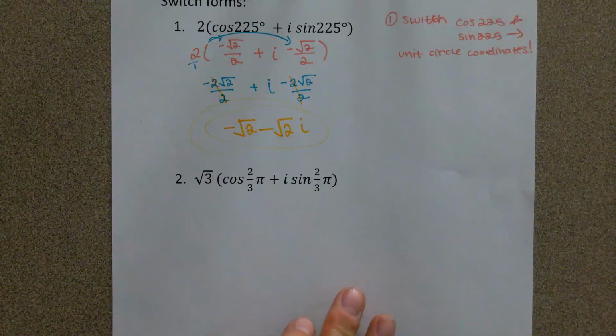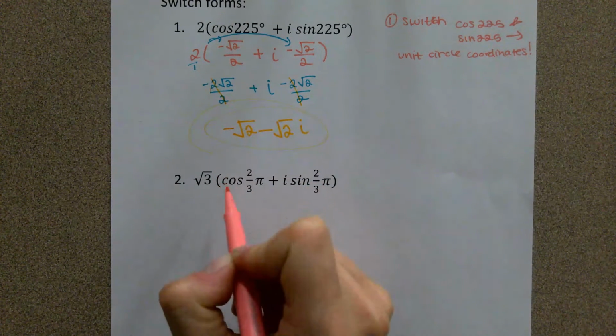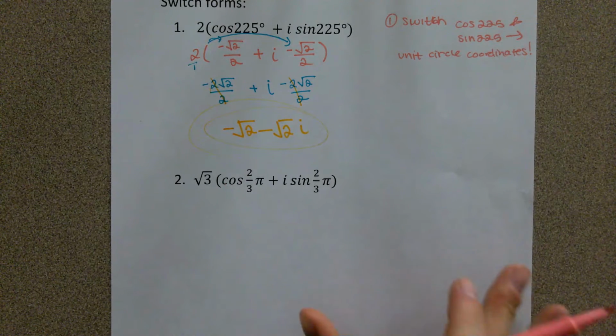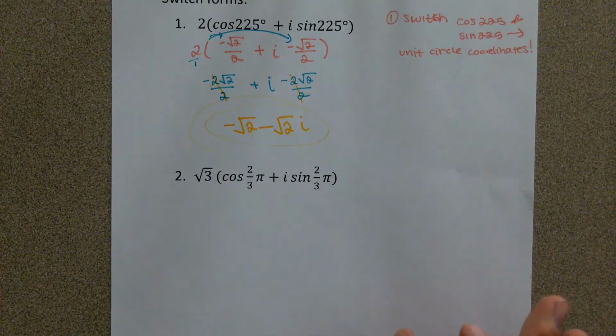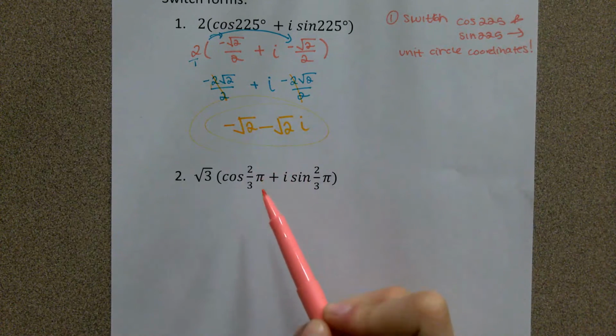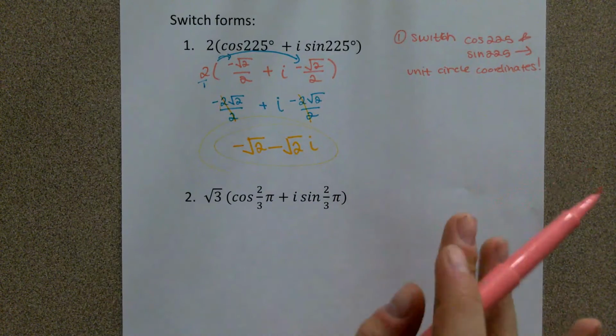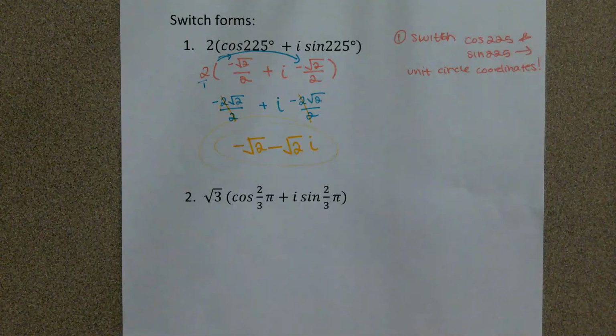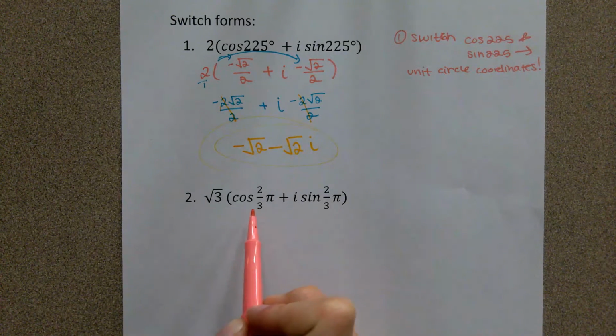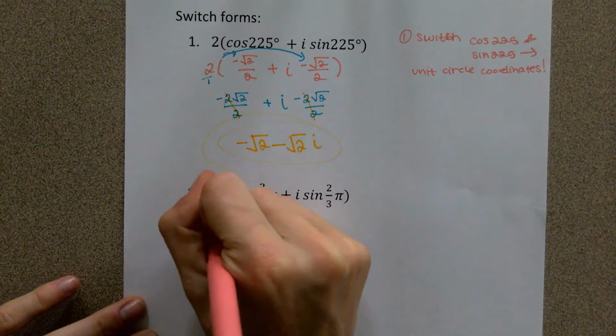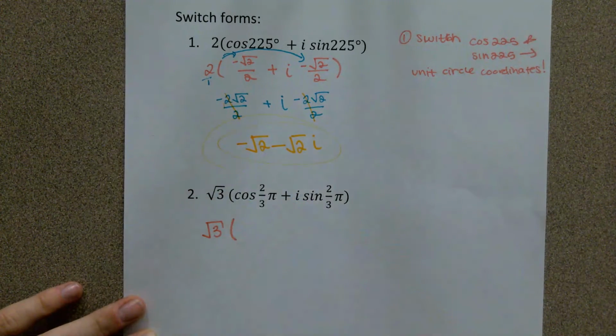So we got root 3 multiplied by cosine of 2/3 pi plus i sine of 2/3 pi. All right, so we're dealing with radians now. Not a big deal. These are on your unit circle. We are going to get to a couple examples that aren't on your unit circle, which actually are a little bit easier. But we know what this is on the unit circle, so we're going to actually sub that in.